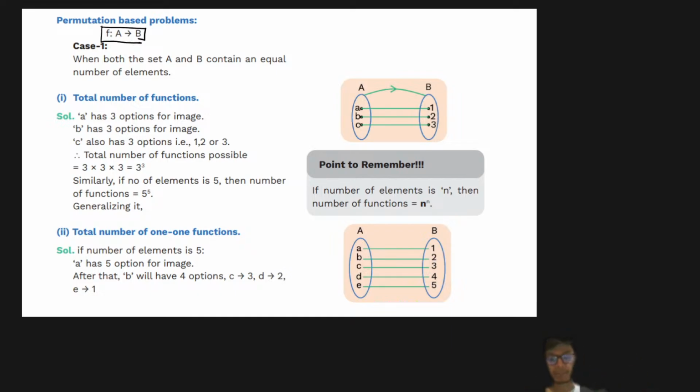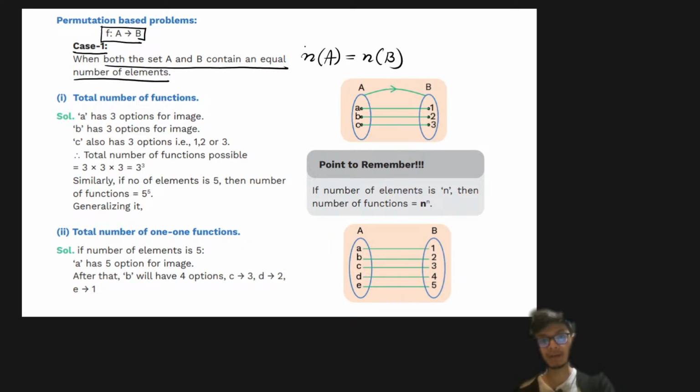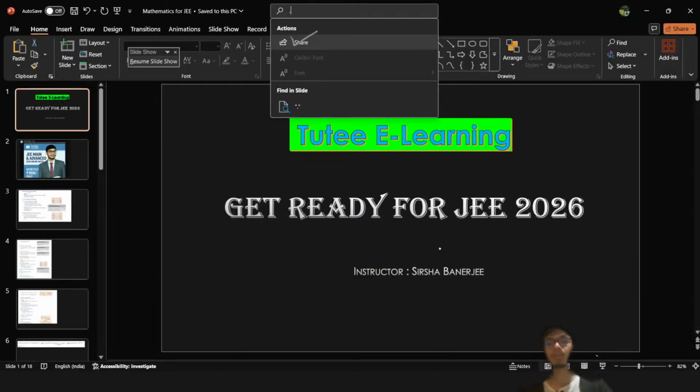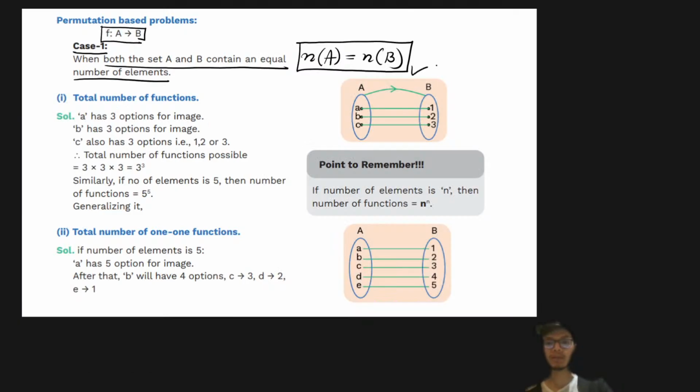First of all, I'm going to talk about case number one, when both the sets A and B contain an equal number of elements. So I'm going to talk about the condition when the cardinality of set A is equal to the cardinality of set B. When both sets have the same number of elements, the total number of functions can be easily found as n to the power n.